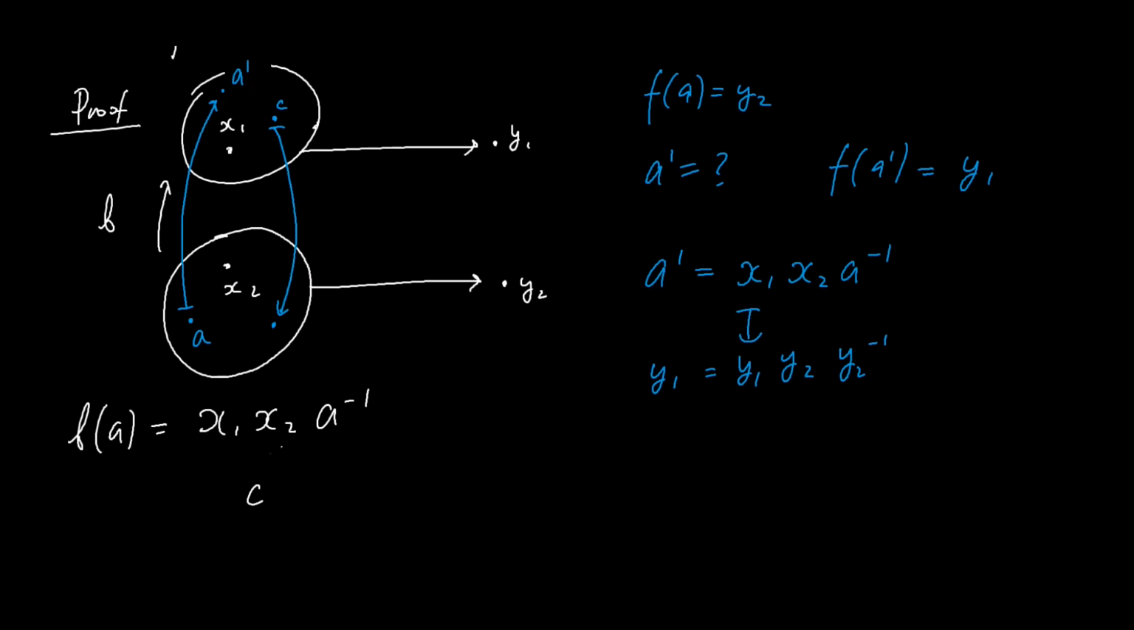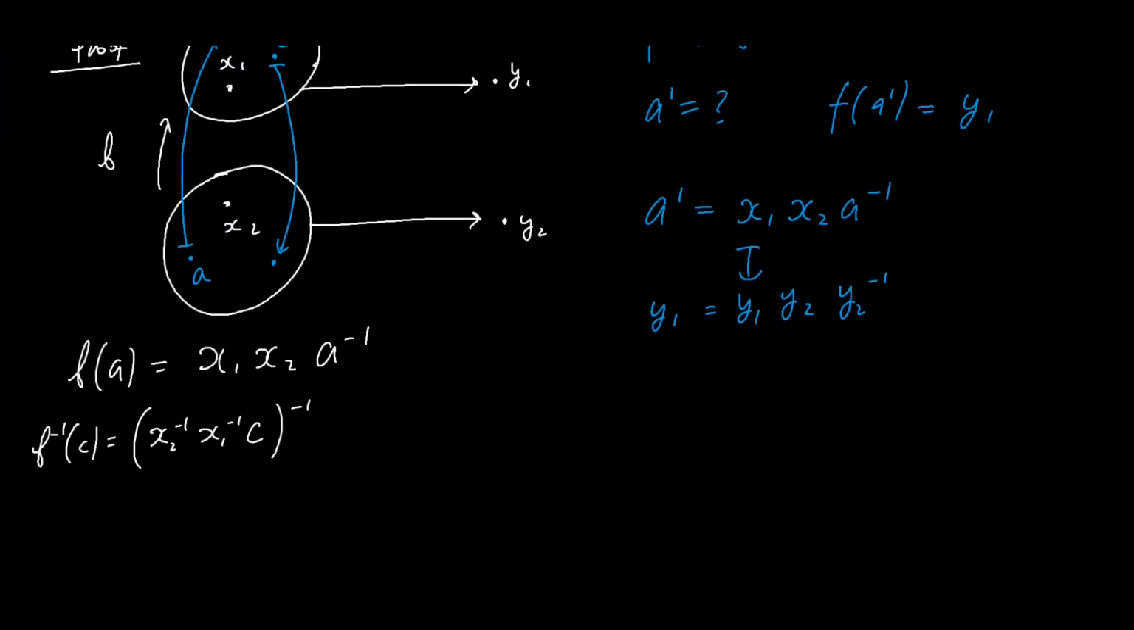So maybe on the left side I would multiply by x1 minus 1, so that this cancels off. Then by x2 minus 1, so that is taken away. And then the result will be a minus 1, but now we want its inverse to get back a. So maybe that's how the reverse should be defined. So let's declare b minus 1 of c to equal that. And now let's see if this actually works.